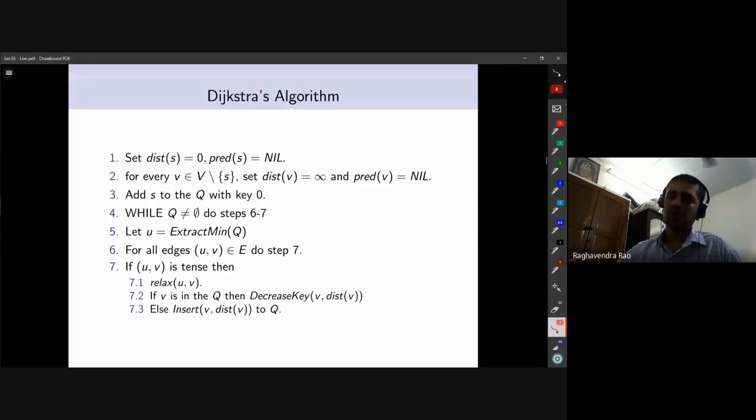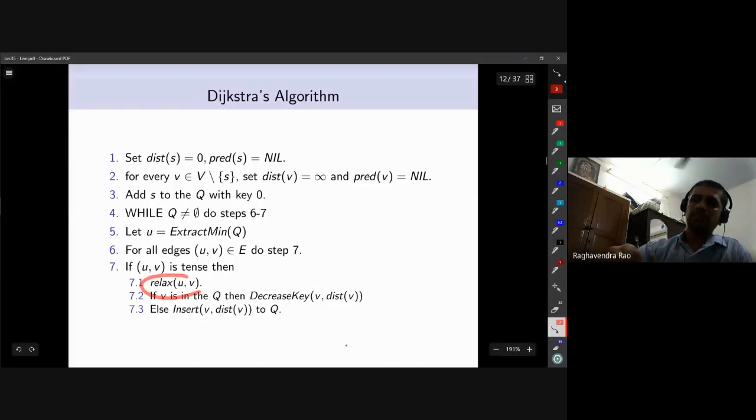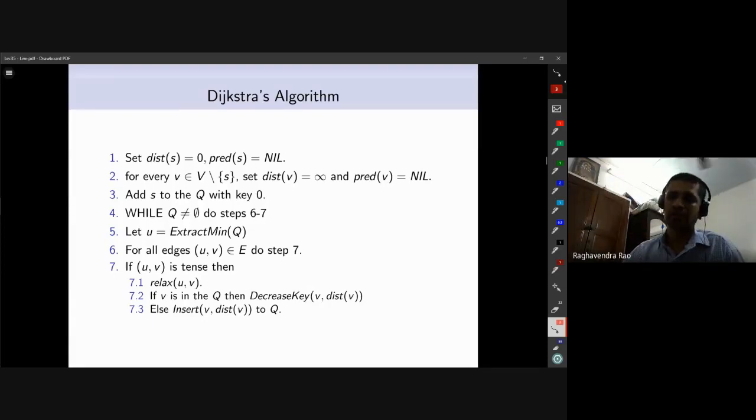If a vertex is not repeating, then this decrease key or insert operation together will be applied at most once for each edge, because the edges are chosen as outgoing edges of a vertex. So every edge will be used for relaxation at most once. So the number of relax operations, and hence the decrease key, will be at most the number of edges.